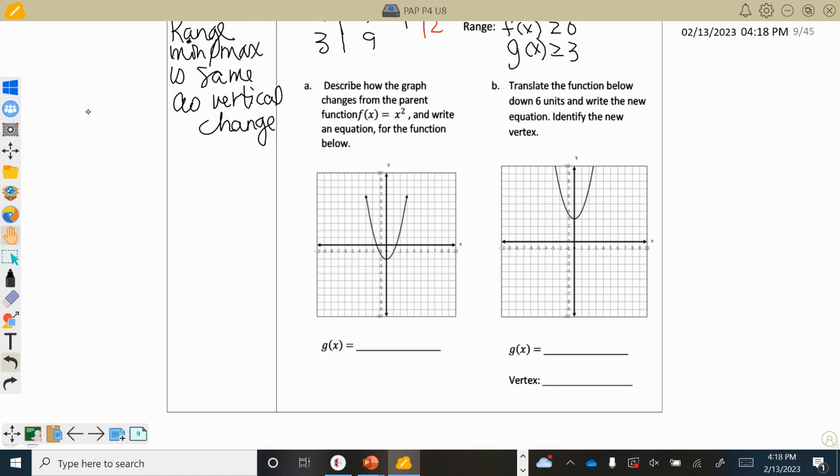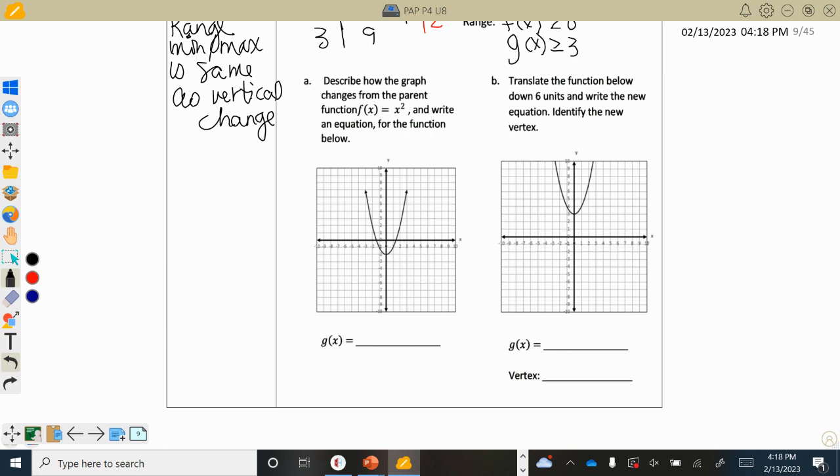Let's look at doing some changes when we already have something there. If we want to describe how the graph changes from the parent function, f of x equals x squared, then we need to write the equation for the function below. Remember, the parent function starts at 0, 0. I'm going to draw my parent function in here just so we have comparison. So here's my parent function, and I'm going to kind of dash that one in there.